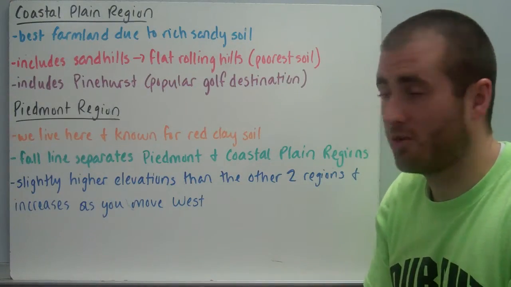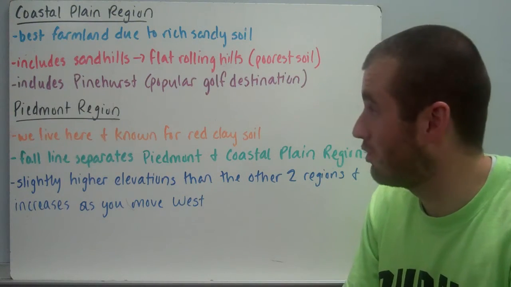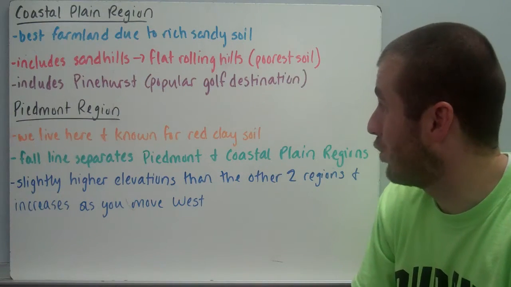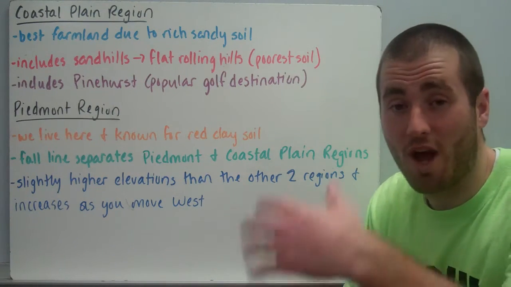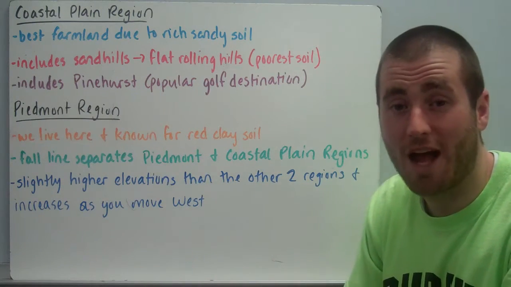Then you get the coastal plain region as we move a little inland. Best farmland due to the rich sandy soil there. It also includes the sand hills, which are flat rolling hills, and this is actually pretty poor farmland there. So they have a wide variety of both. Includes a very popular golf destination known as Pinehurst.